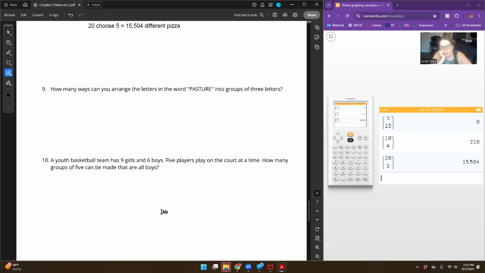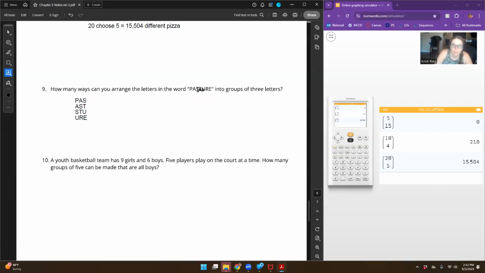So it says, how many ways can you arrange the letters in the word pasture into groups of 3 letters? Now it does not say in words of 3 letters. So I'm just going to write down a few examples: PAS, AST, STU, URE, just all the different ways. Just put the letters, mix them up.